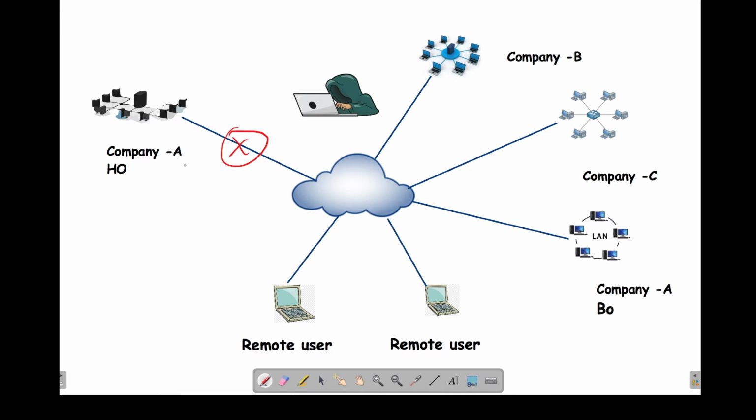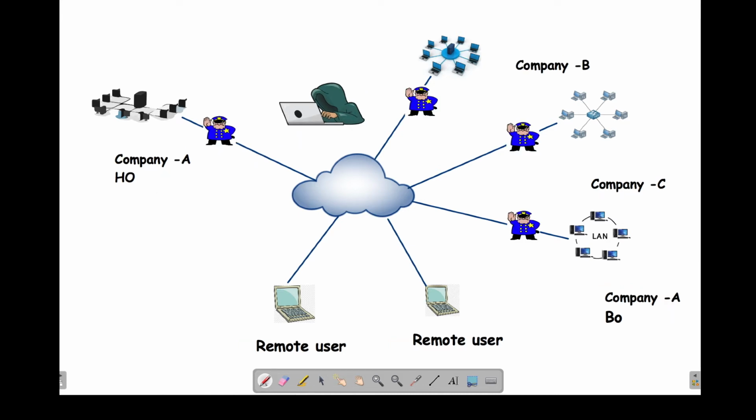So what do we do now? We should have a security guard here, protecting the network from the attacks on the internet. So we need to have a security guard here protecting this particular network. That means the security guard here should be able to protect the network from the attacks from the internet.